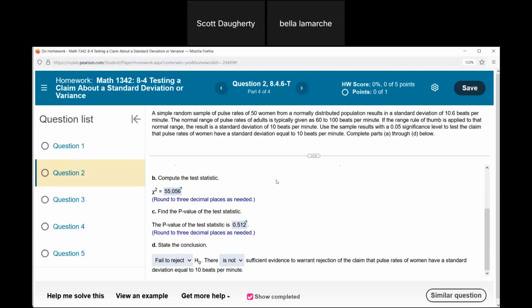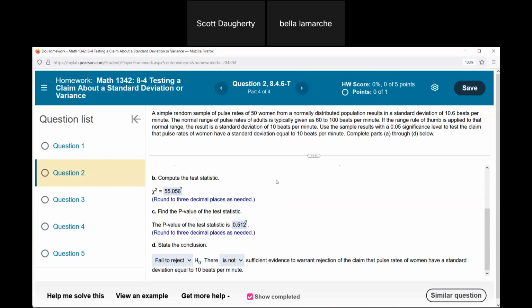So I'm just going to look at this problem from the homework. This is number 2 from 8.4. It says a simple random sample of pulse rates of 50 women are drawn from a normally distributed population, and it results in a standard deviation of 10.6 beats per minute. So they randomly pick 50 women and measure their pulse rates. You have 50 different pulse rates for these women, and I guess they put them in a spreadsheet or whatever. But what they give us is not the average pulse rate. They don't give us a sample mean. They simply give us the standard deviation of the pulse rates.